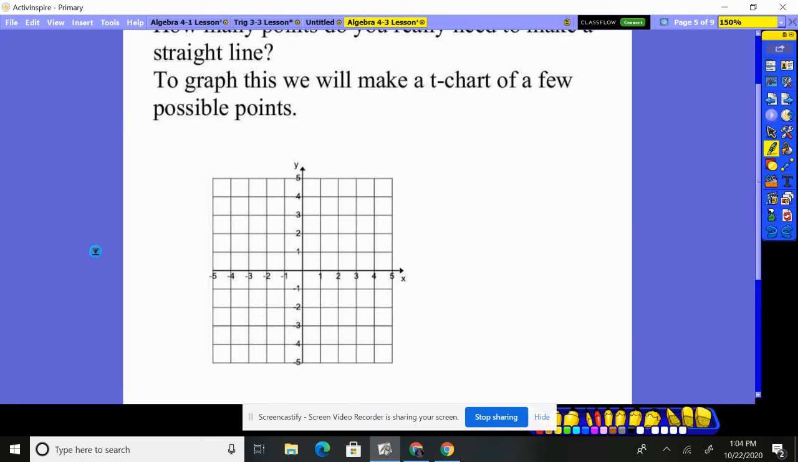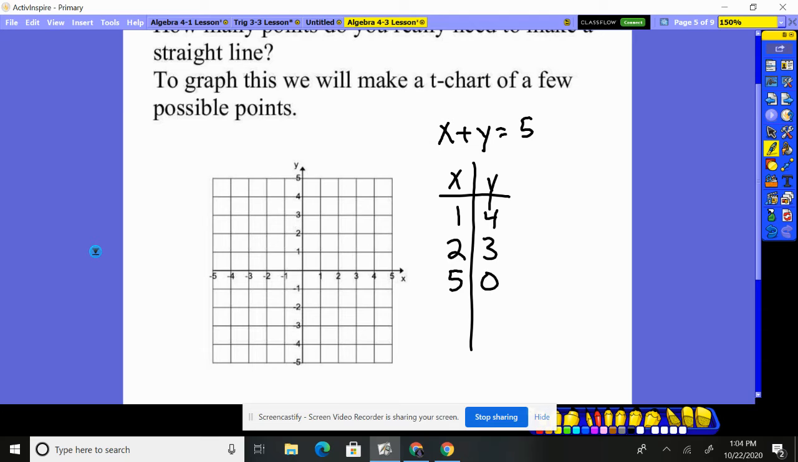And to do that, we're going to make a T-chart. You could pick a third extra point, but we're usually going to do 4. So we're trying to graph x plus y equals 5. We'll make a T-chart and just pick some points that work. 1 and 4, 2 plus 3, 5 plus nothing. How about negative 1 and 6? Well, that wouldn't do any good because notice this only goes to 5 on both ends. So that's probably not a wise point to pick. So maybe we'll just go with, how about a 4? If x is 4, y would be 1.